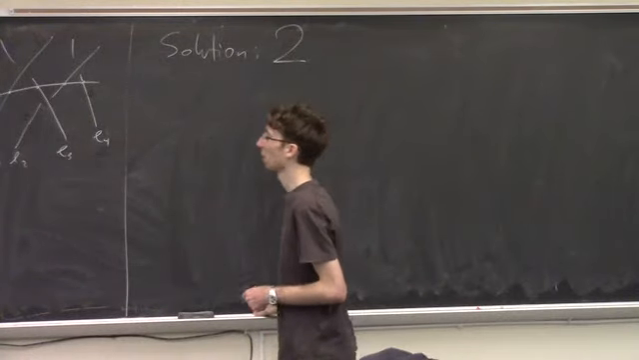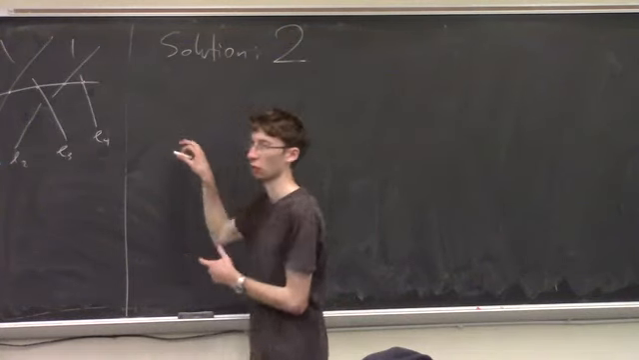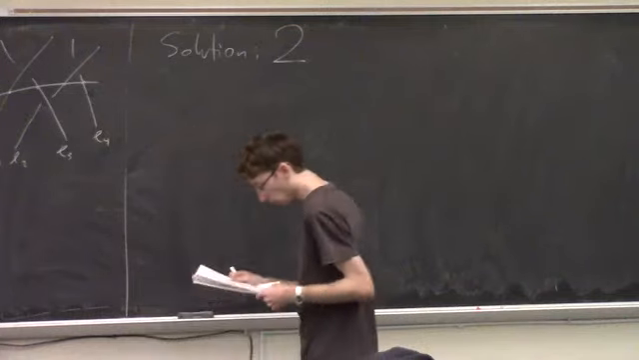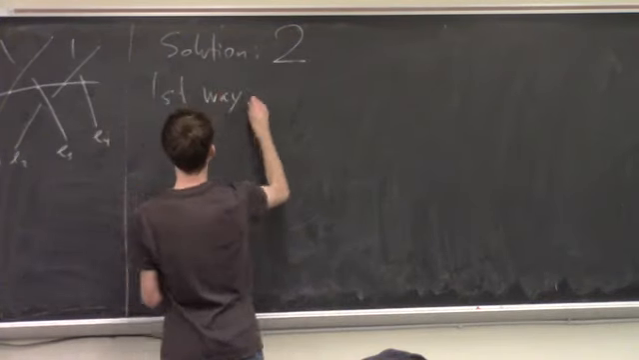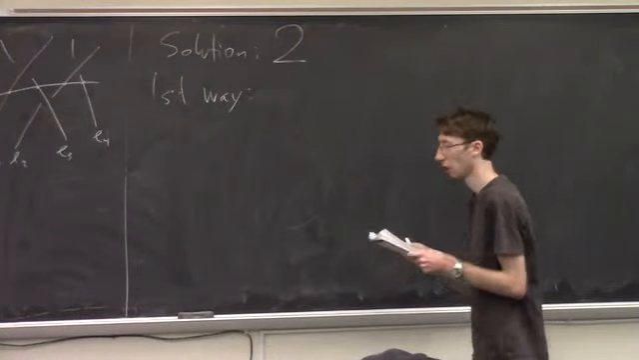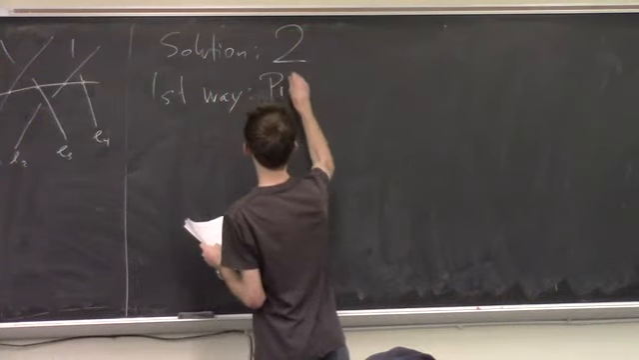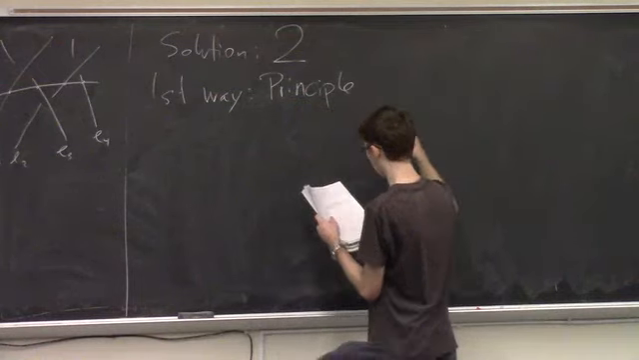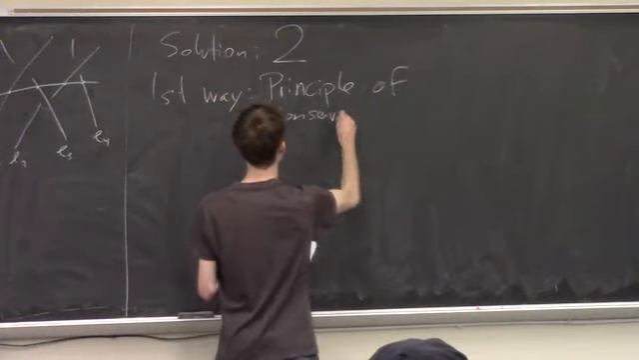I'll give you 2 different approaches to how to see that there are 2 lines passing through those. So the first way to do this, and both of the ways are kind of due to Schubert. And the first way, he uses something that Schubert calls a principle of conservation of number.